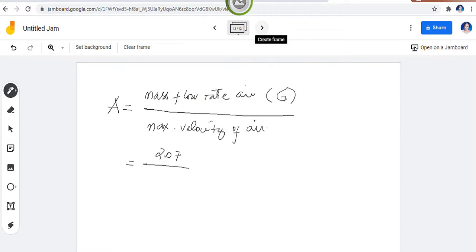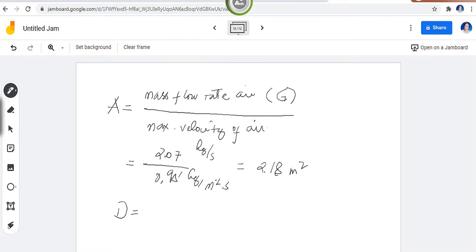So actually, it's just dimensional analysis because the remaining unit will be meter squared. So this is kilograms per second. We divide it by 0.95, and this one is kilogram per square meter per second. So this gives you a value of 2.18 square meter. Now if you want the diameter, you equate this 2.18 to pi d squared all over 4, and this will give you the d.